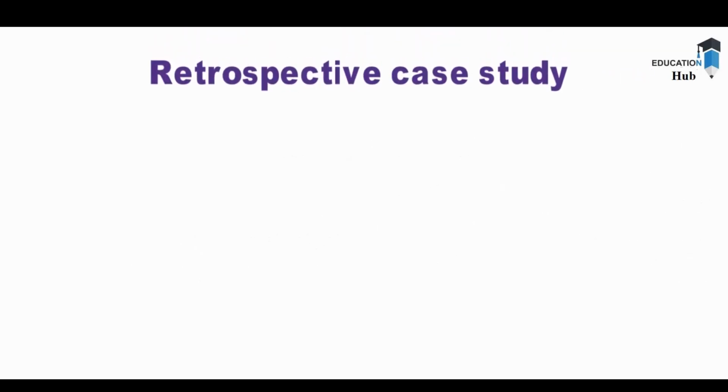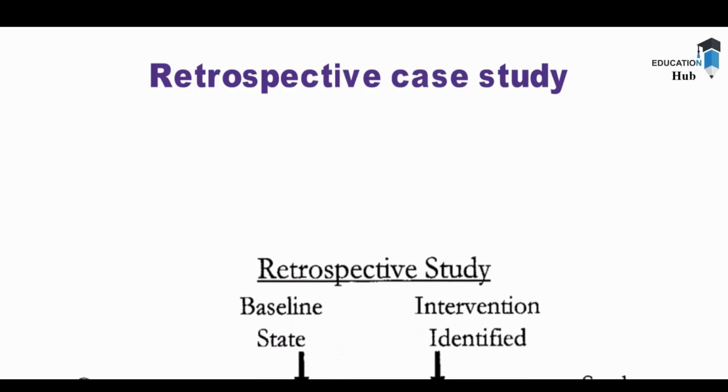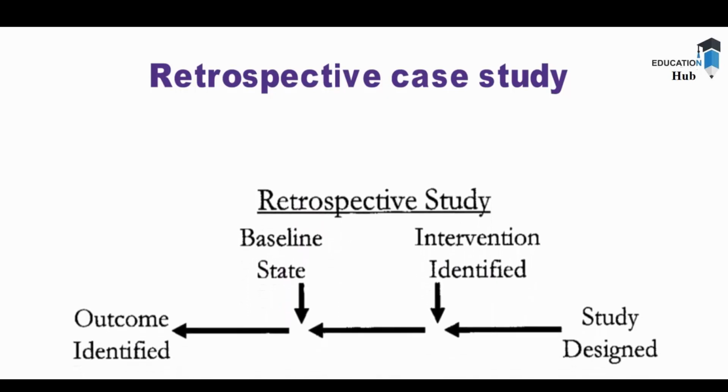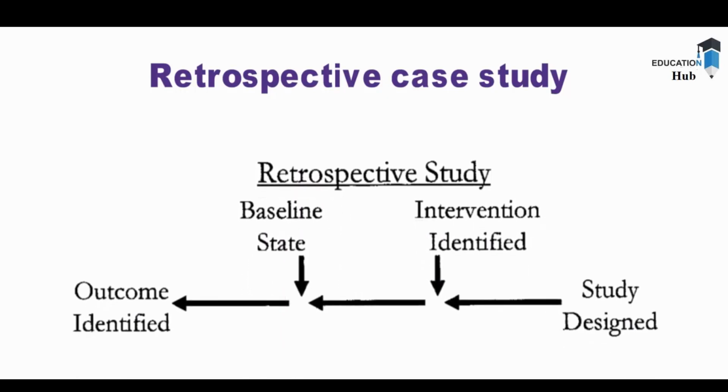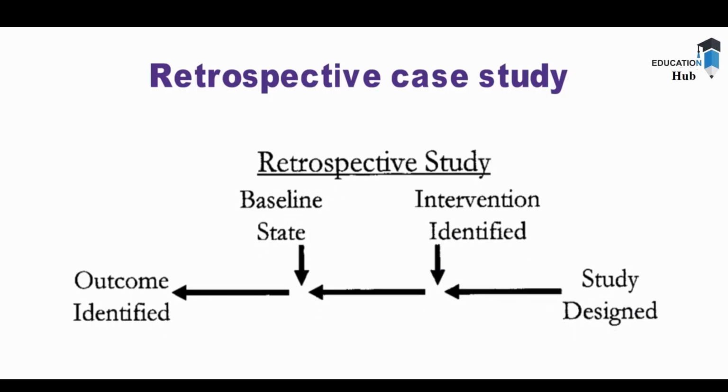Retrospective case study methods involve looking at historical information. For example, researchers might start with an outcome, such as a disease, and then work their way backward to look at information about the individual's life to determine risk factors that may have contributed to the onset of the illness.